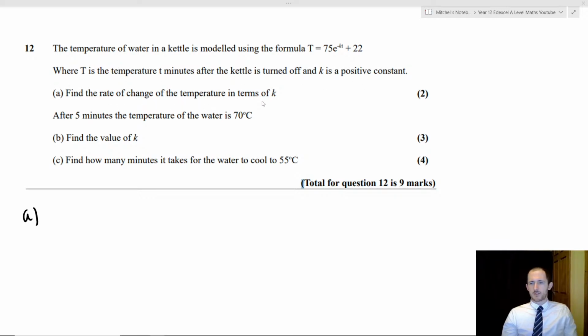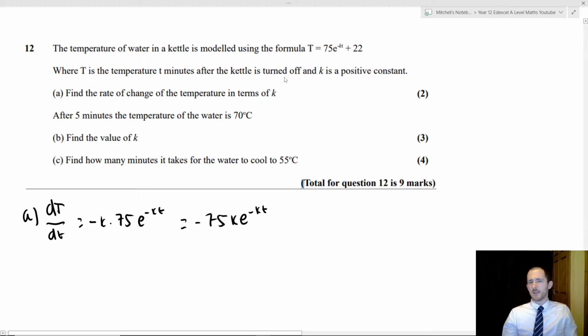Find the rate of change of the temperature in terms of k. Cool. Rate of change means we're doing differentiation. So again, what we're going to do is bring the number in front of t forward, so minus k, and then the rest of it stays the same. Now, constants go away when you take the rate of change. So all you have here is minus 75k e to the minus kt.